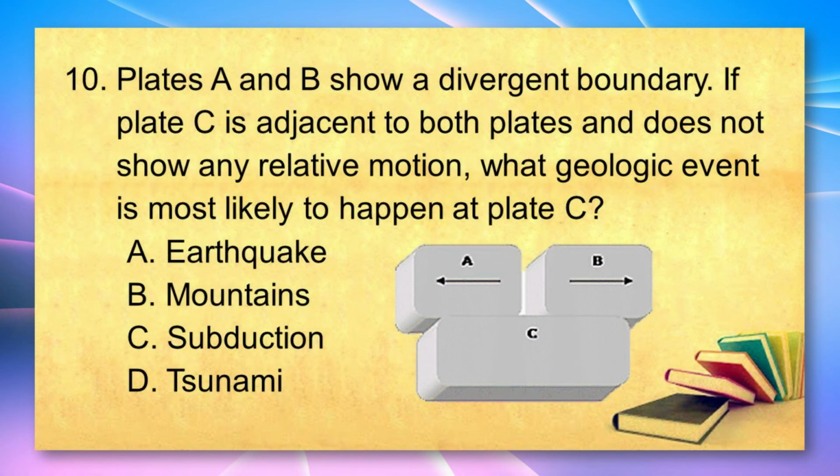10. Plates A and B show a divergent boundary. If plate C is adjacent to both plates and does not show any relative motion, what geologic event is most likely to happen at plate C? A. Earthquake. B. Mountains. C. Subduction. D. Tsunami.